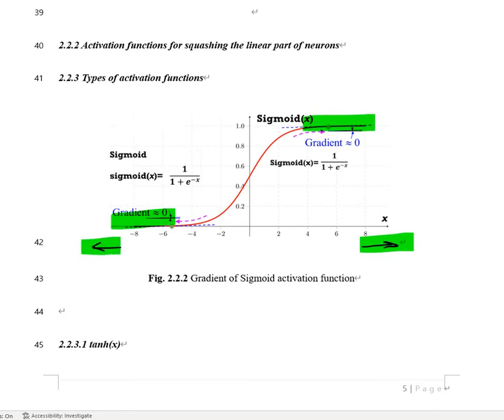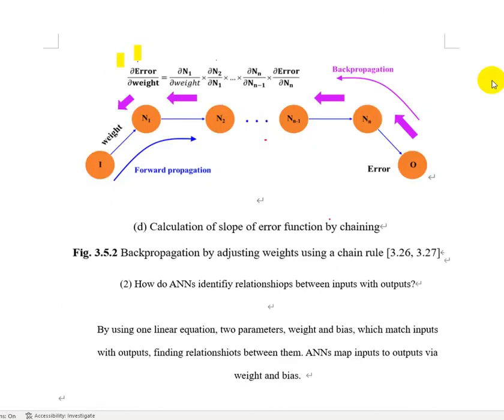You consider very big absolute values for both positive and negative values here. Your gradients vanish right there, and this will hinder your back propagation. That will be explained right now. Again, this back propagation algorithm will be explained very soon.